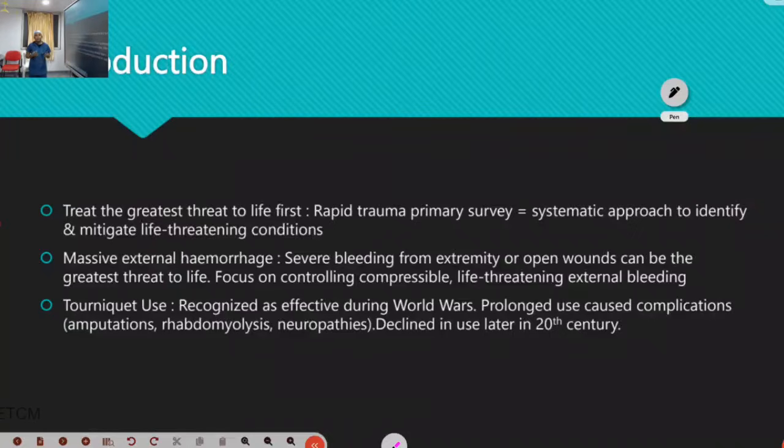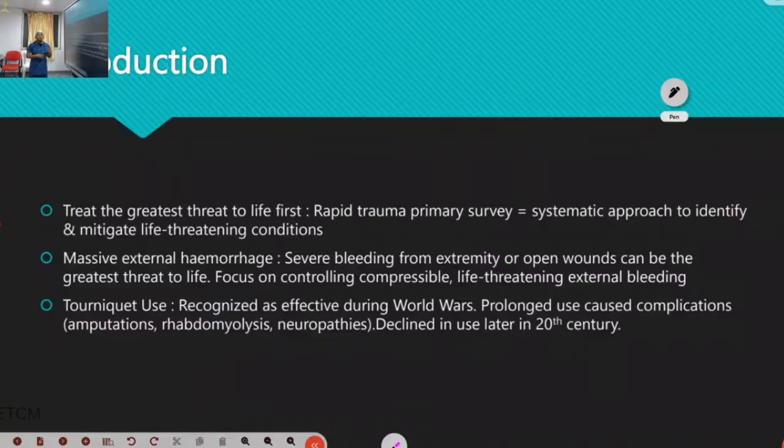So the rapid trauma primary survey, as we know, is a systematic approach. In the primary survey, we are taking care of the airway, the breathing part, the circulation part, to make sure that we are assessing and treating the life-threatening conditions of the patient. And massive external hemorrhage is characterized by severe bleeding from the extremity or open wounds that can be the greatest threat to life. So focusing on controlling compressible life-threatening external bleeding is what we have to practice in this exsanguination part.